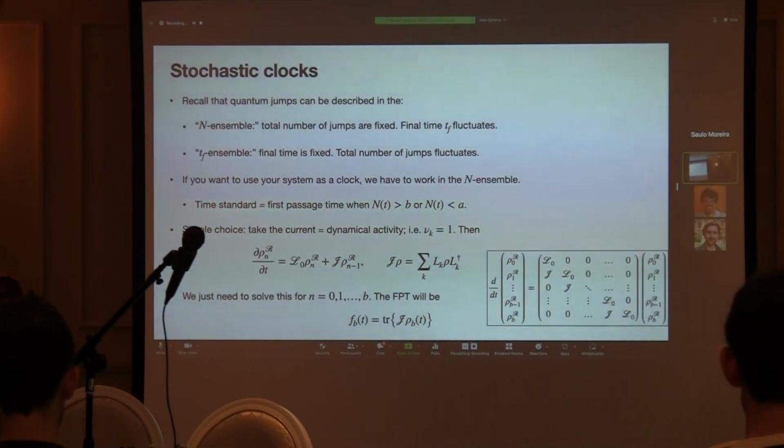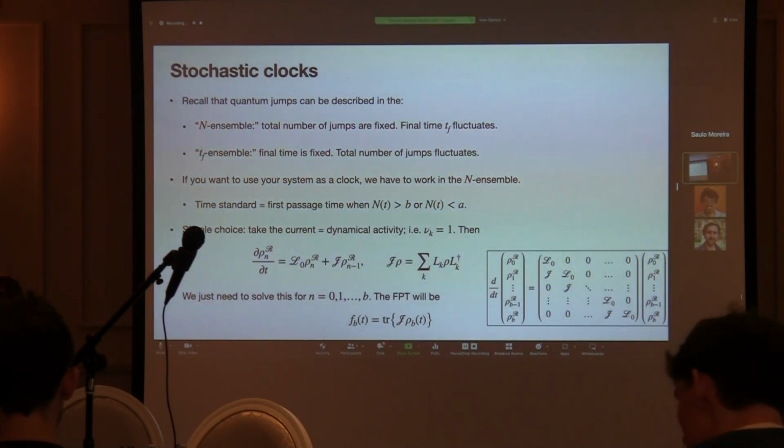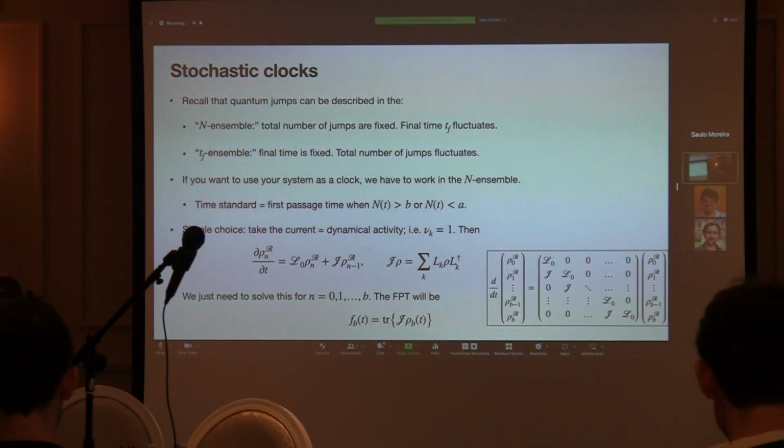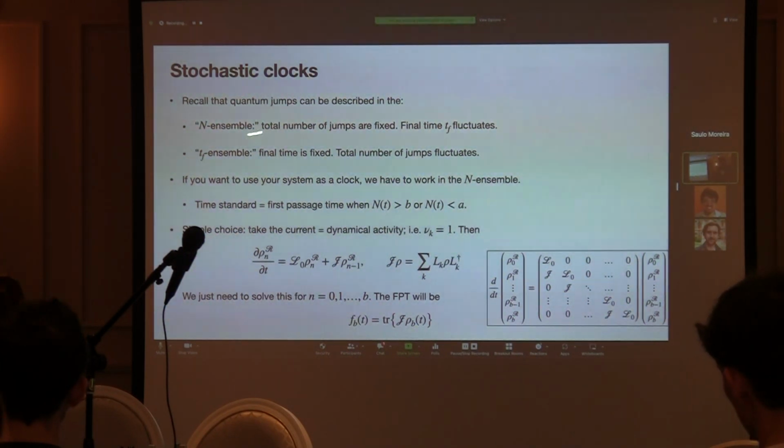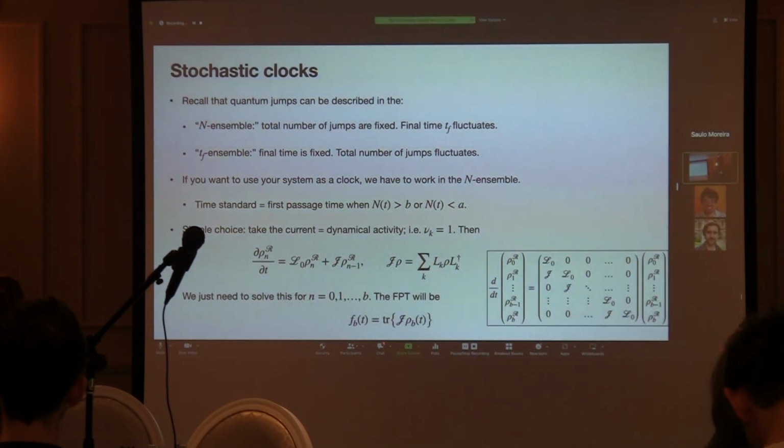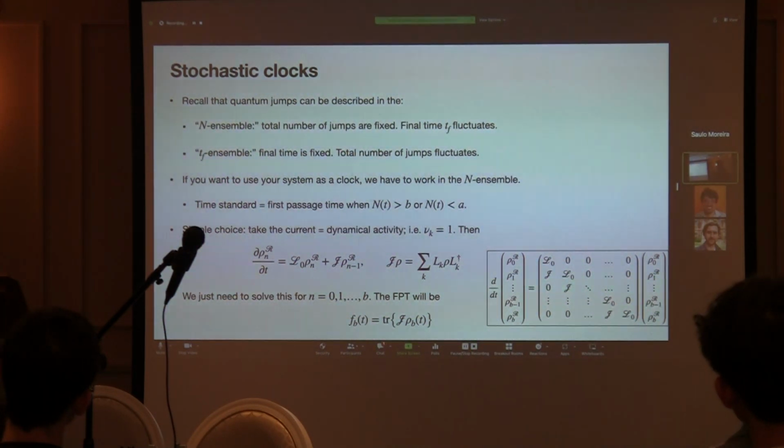Another semi-obvious application of this, which I would be remiss not to mention, is timekeeping. We've already seen in this conference that when you describe quantum jumps, you can use two ensembles. You can assume that the number of jumps is fixed, and so the final time of the process can fluctuate, or you can assume that the final time of the process is fixed, and therefore the number of jumps fluctuates. Of course, if you want to have a clock, then you need to be in the first ensemble, because for a clock you can only count events, and you cannot really fix your final time, tf. You don't know how to fix it.